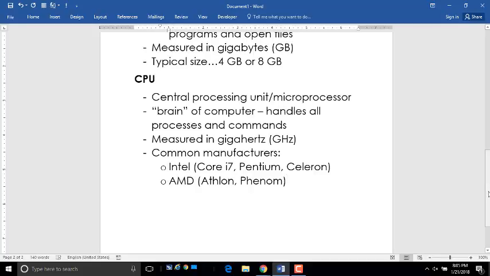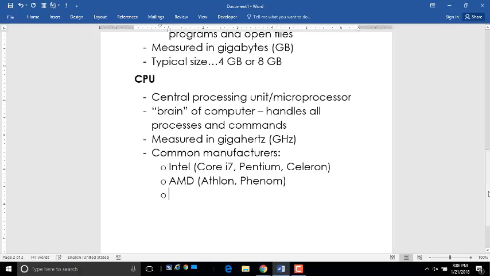Intel tends to be more expensive than AMD, so if you were in the market to buy a new computer and you had a very strict budget, you might want to choose one with an AMD processor instead to save some money, because the CPU is not only the most important part of the computer, but it is the most expensive component of the computer.